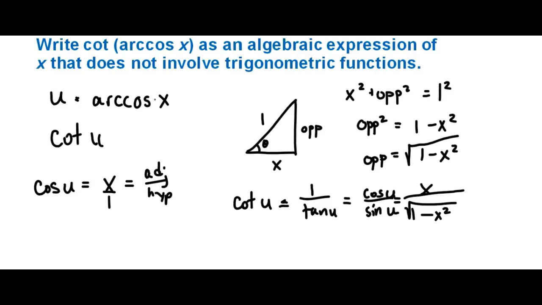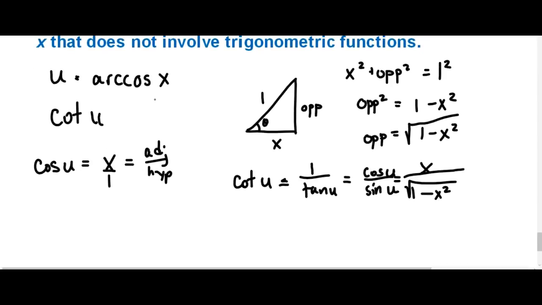over 1, essentially. So that's kind of our final answer. We just need to rationalize it. So cotangent of u would be x times the square root of 1 minus x squared over 1 minus x squared.